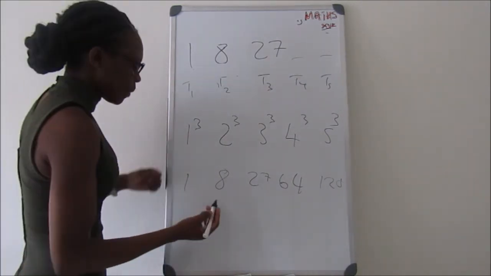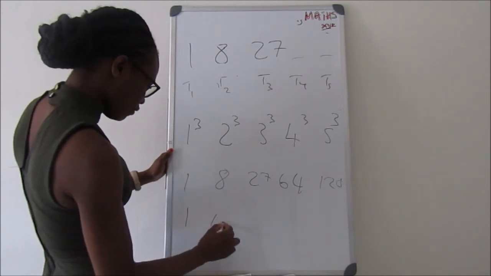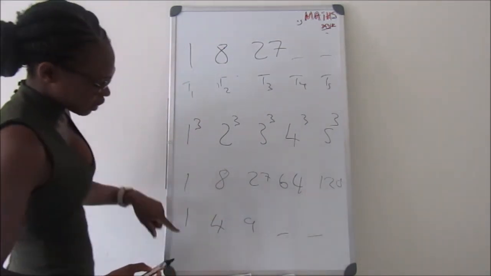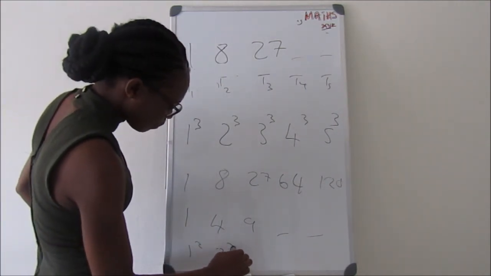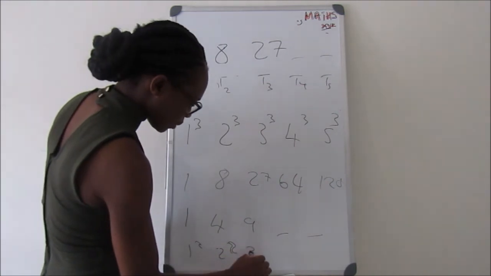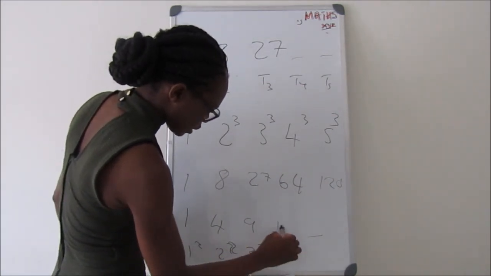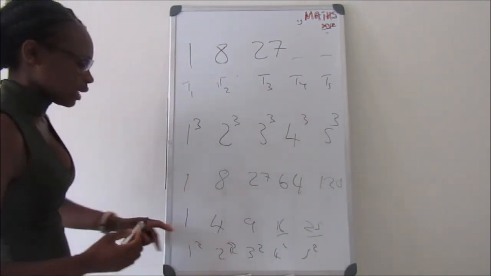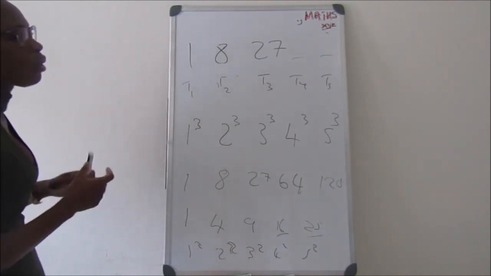The same thing can happen if we are given, let's say, 1, 4 and 9. This is 1, which is 1 squared, 4 is 2 squared, and 9 is 3 squared. That means the next ones will be 4 squared, which is 16, and 5 squared, which is 25. So this is an exponential pattern which goes with the term to the power of something.